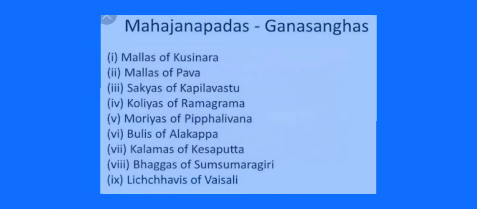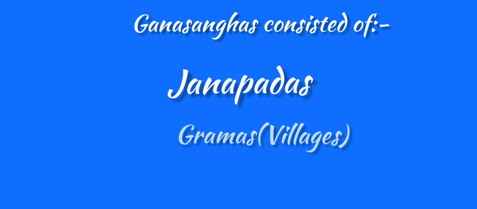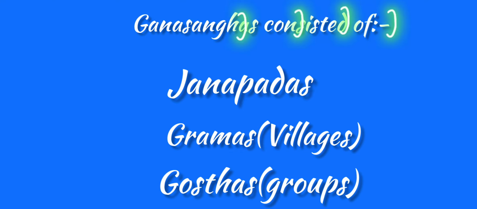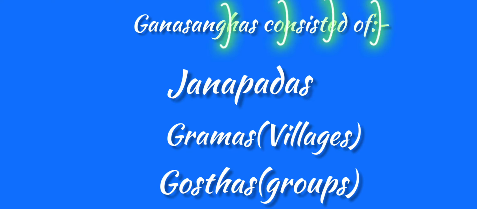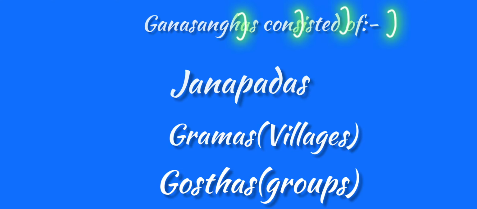The Gana Sanghas consisted of groups of clans. One such confederacy was the Vajji Sangha. The Gana Sanghas consisted of Janapadas, Gramas or villages, and Gosthas or groups. Important people from each district were chosen to represent their people in the Sangha or the assembly. These representatives were called the Gana Mukhyas.